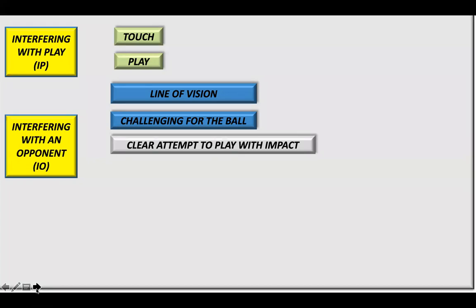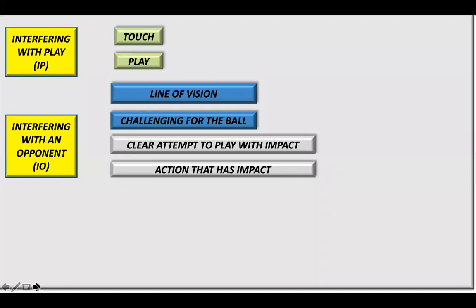The third one is the clear attempt to play with impact. What we're looking for is the player was in the offside position, and because of that position, how did they impact the play? How did they impact the opponent's ability to play that ball? And the last one is just an action that has impact. It differs from the prior one because the first one is an attempt to play a ball, and the second one is just an action that has an impact by being in the offside position. Again, these are really complex terminology, and then we'll go through some videos and hopefully they make it easier to comprehend a little bit more.